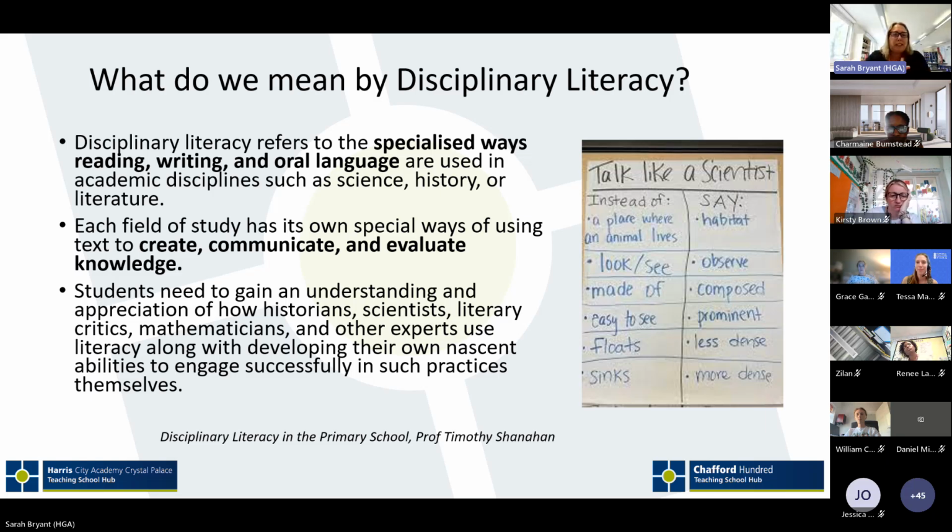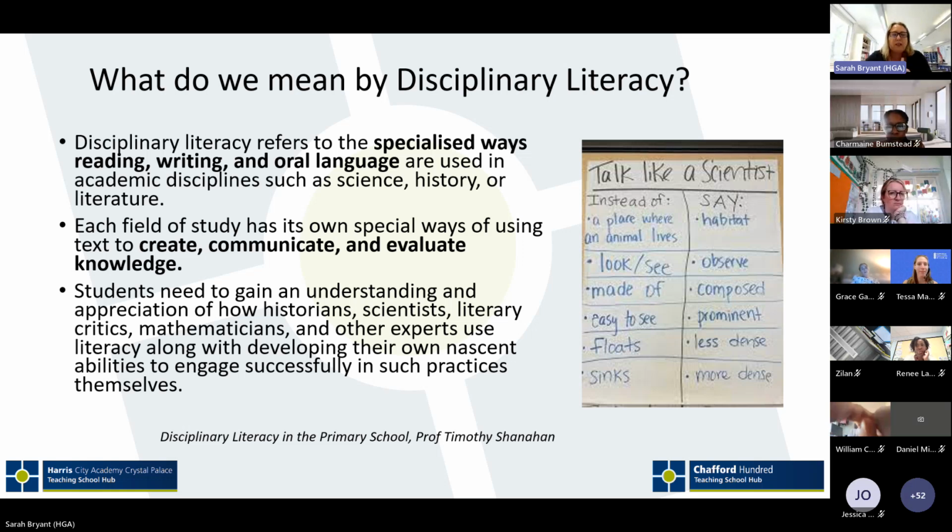So disciplinary literacy refers to the specialist ways reading, writing, and oral language are used in academic disciplines such as science, history, or literature. Each field of study has its own special way of using text to create, communicate, and evaluate knowledge. Students need to gain an understanding and appreciation of how historians, scientists, literary critics, mathematicians, and other experts use literacy, along with developing their own nascent abilities to engage successfully in such practices themselves.